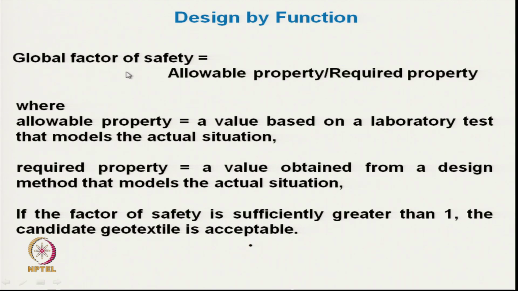So, global factor of safety is the allowable property by required property. So, that is the allowable property of the geotextile and the required property. The allowable property is the value based on the laboratory test that models the actual situation, and the required property is the value obtained from the design method that models the actual situation.